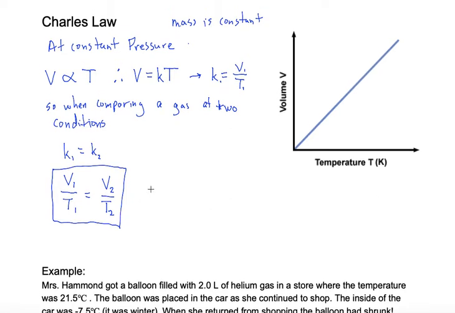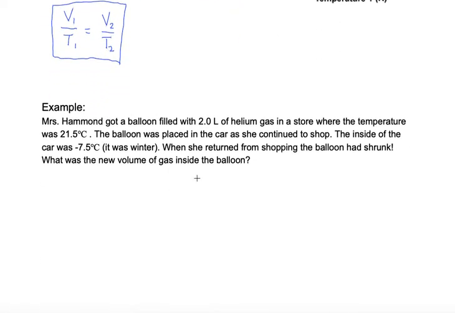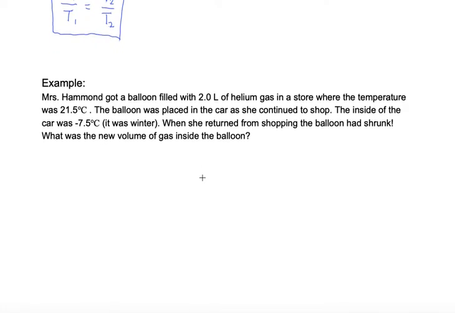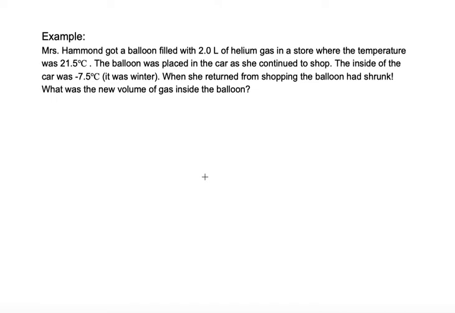So let's try an example. Miss Hammond got a balloon filled with 2 liters of helium gas in a store where the temperature was 21.5 degrees Celsius. The balloon was placed in the car as she continued to shop. The inside of the car was minus 7.5 degrees Celsius. It was winter. When she returned from shopping, the balloon had shrunk. What was the new volume of gas inside the balloon?